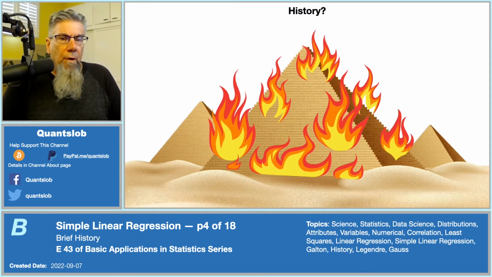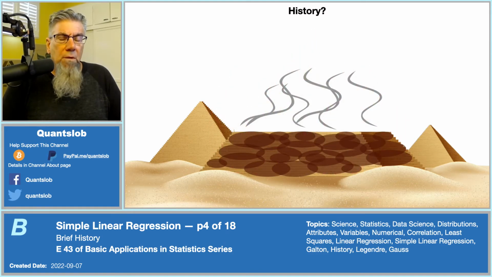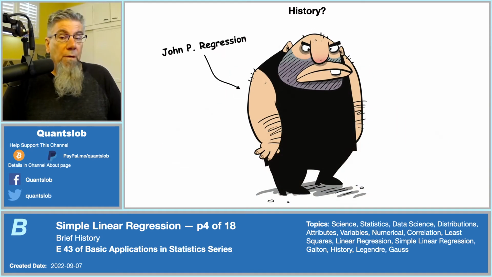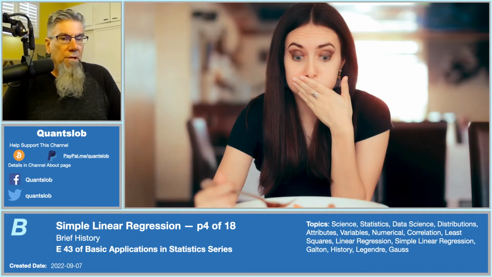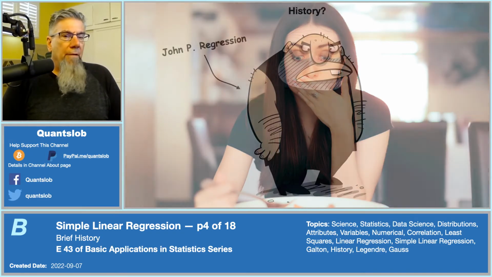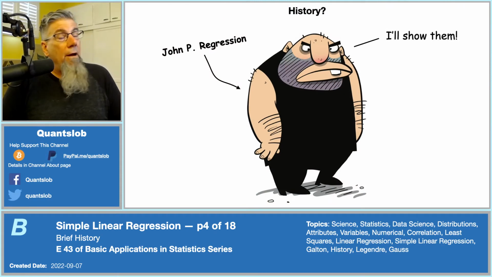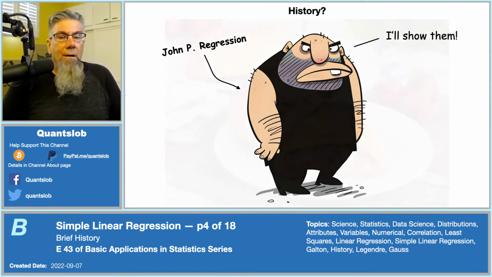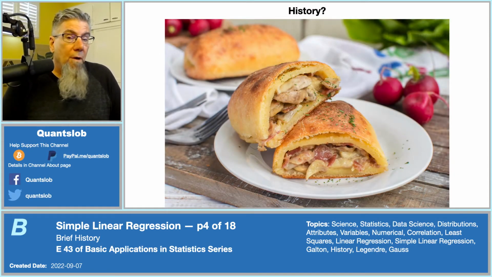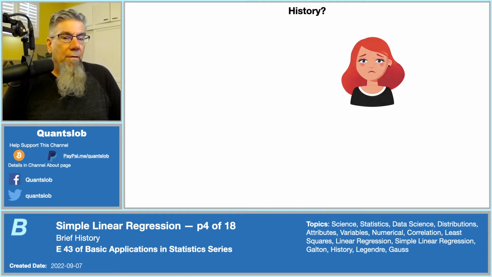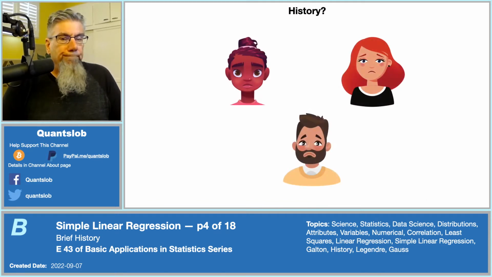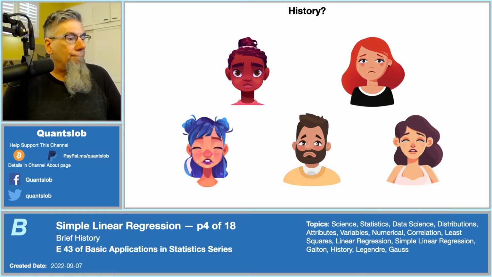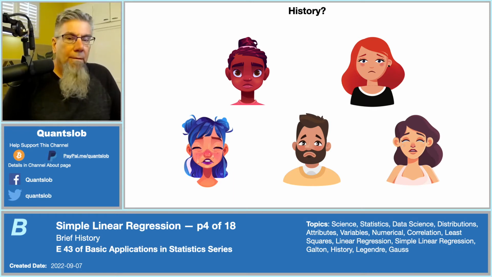Immediately after the Great Pyramid Fire of 5000 BC, John P. Regression, angered by the recent failure of his pimento cheese hot pocket, invented regression. And ever since, high school students and college students alike, both, by the way, prolific consumers of non-pimento cheese hot pockets, have been anguished over the study of regression. Yeah, that wasn't so bad.